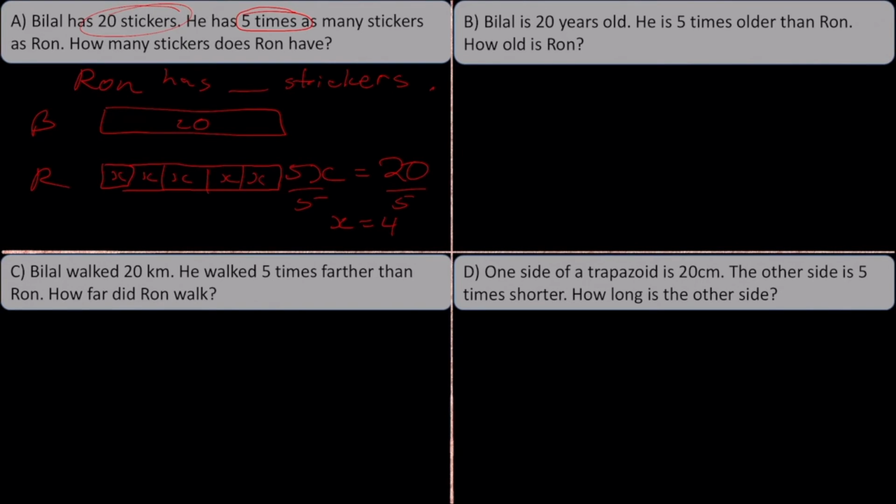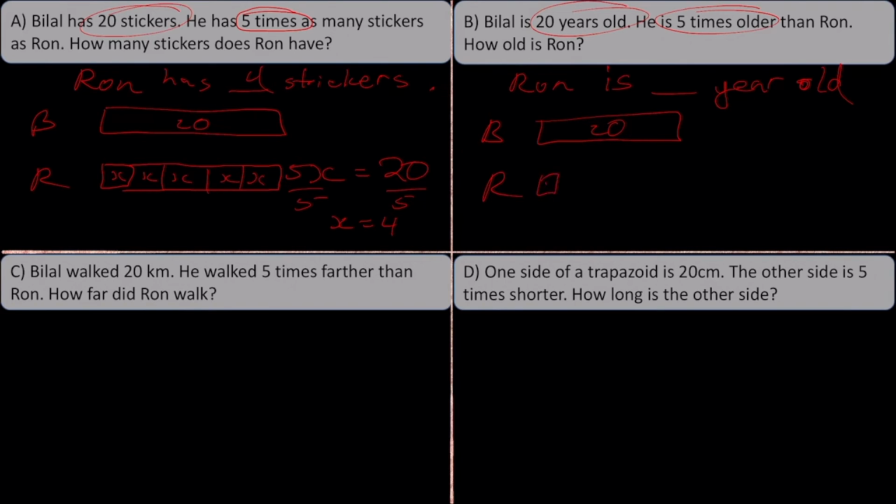Bilal is 20 years old. We know we're going to need that. He is 5 times older than Ron. Okay. And how old is Ron? Ron is blank years old. We should already be starting to notice a pattern here of something that's similar. So Bilal is 20. He is 5 times older than Ron. So that's about right there.